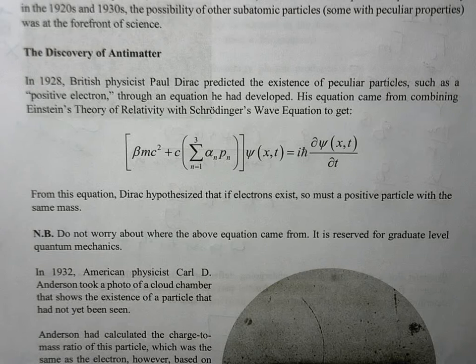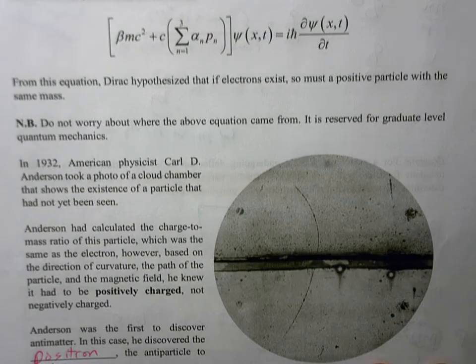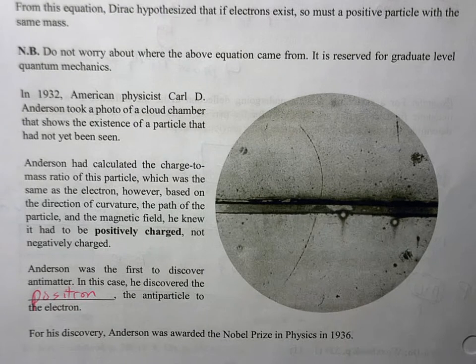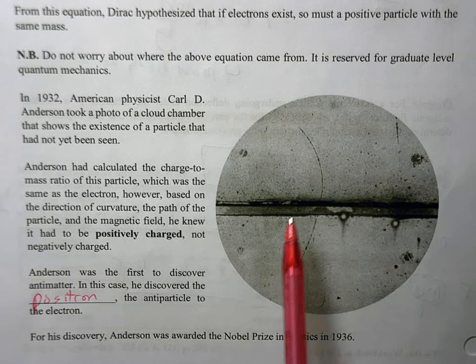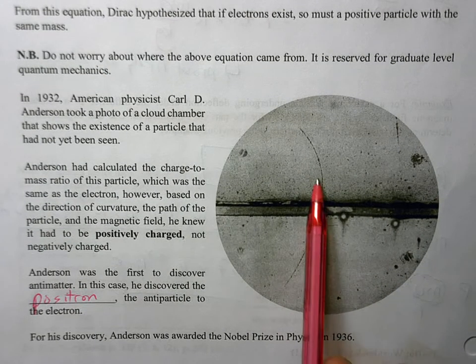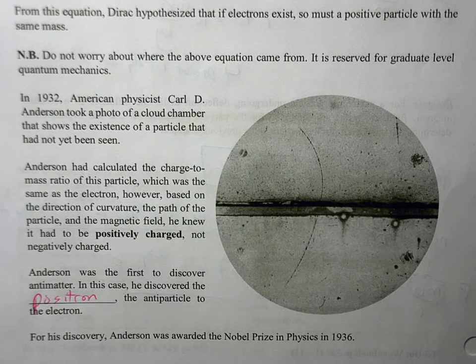Now, we have the theory. We need to determine this experimentally and verify it. And that came a little bit later. This came from a gentleman from the United States named Carl Anderson. So if you look here, you'll see this cloud chamber, and you'll see these two particles branching out from a common point.